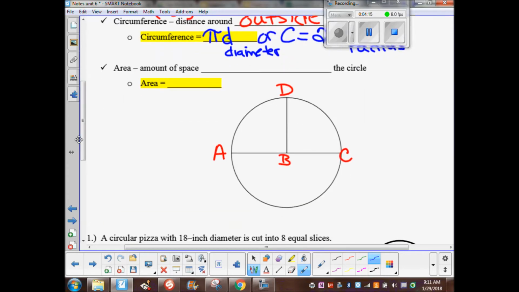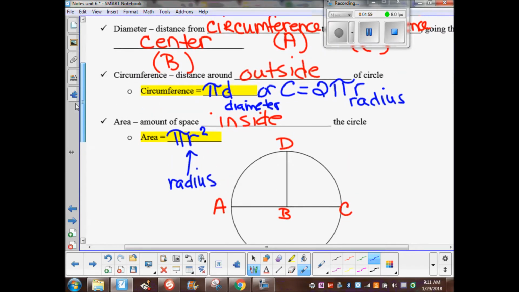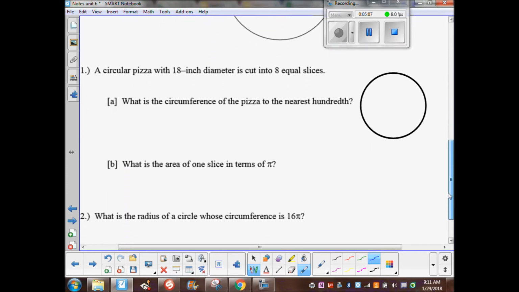Perfect. So area, amount of space blank the circle. Area of any shape, is it on the outside or the inside? Yeah, area is the inside of the circle. A equals area of a circle, that just might be on your formula sheet tonight. A equals pi r squared, to the second power, and again, that R stands for radius. So those are 3 formulas that we've talked about, that I've written in blue, and they are on your formula sheet. You don't have to memorize them. They're there. So let's look at one of the questions.